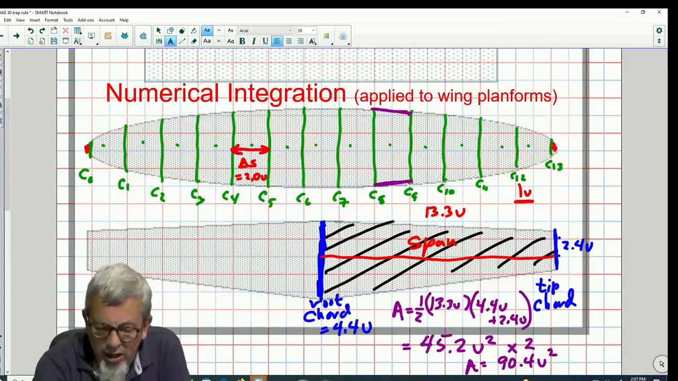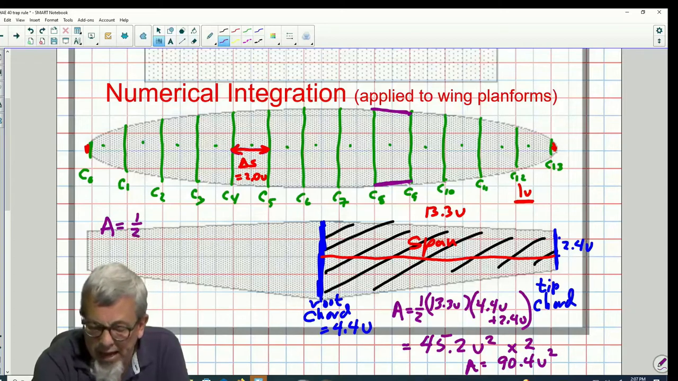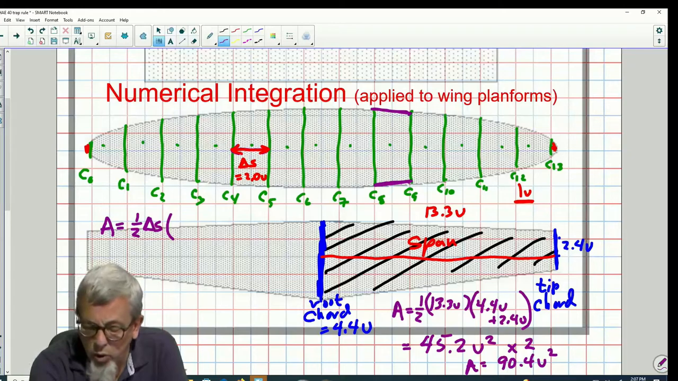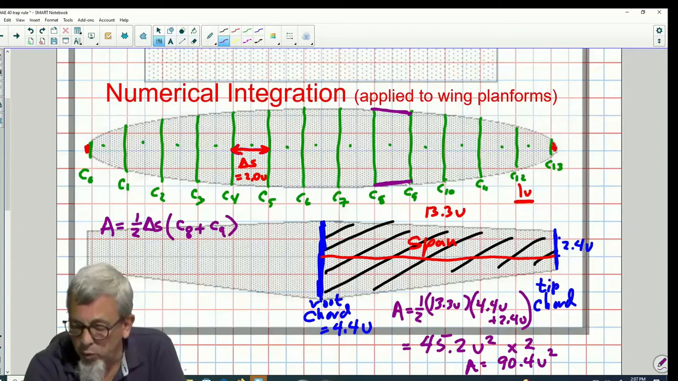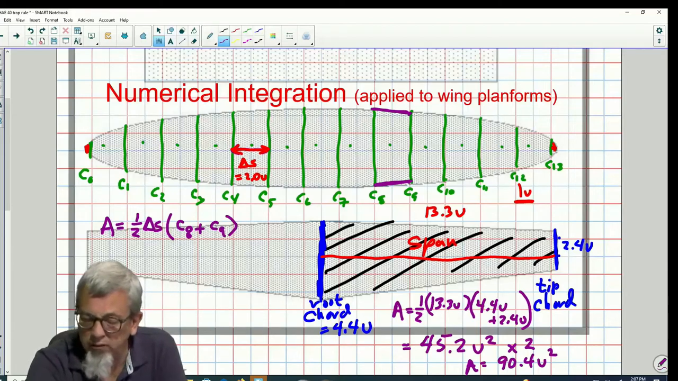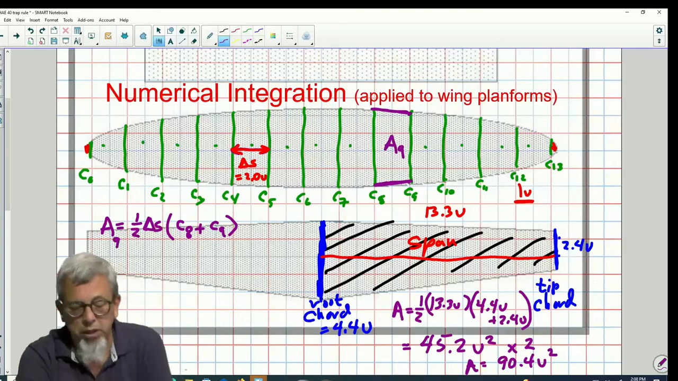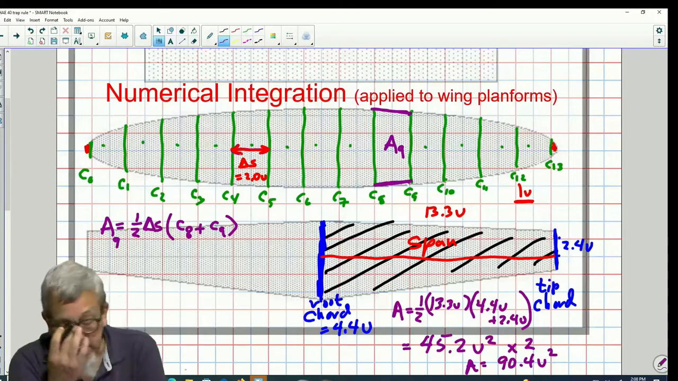Okay, so our area of one piece of the trapezoid is going to be equal to 1/2 whatever that delta S is, there's our 2 units there. That's the thickness or the base. And then it's going to be equal to our chords. In this case, chord 8 plus chord 9 for this section number 1, 2, 3, 4, 5, 6, 7, 8. This is area A9. So area A9 would be 1/2 delta S times C8 plus C9.